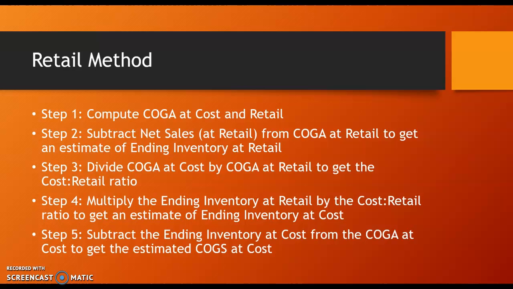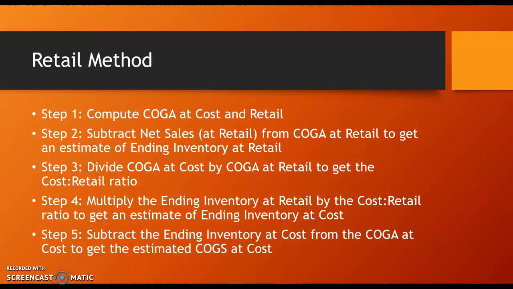Step 2, we subtract the net sales, which is already at retail, from the cost of goods available that we just calculated at retail, and that gives us an estimate of ending inventory at retail. Then we're going to take the cost of goods available at cost, which we already have, and divide that by the cost of goods available at retail that we also calculated back in step 1, to get the cost to retail ratio. We're taking cost divided by retail, and we get a ratio that way.